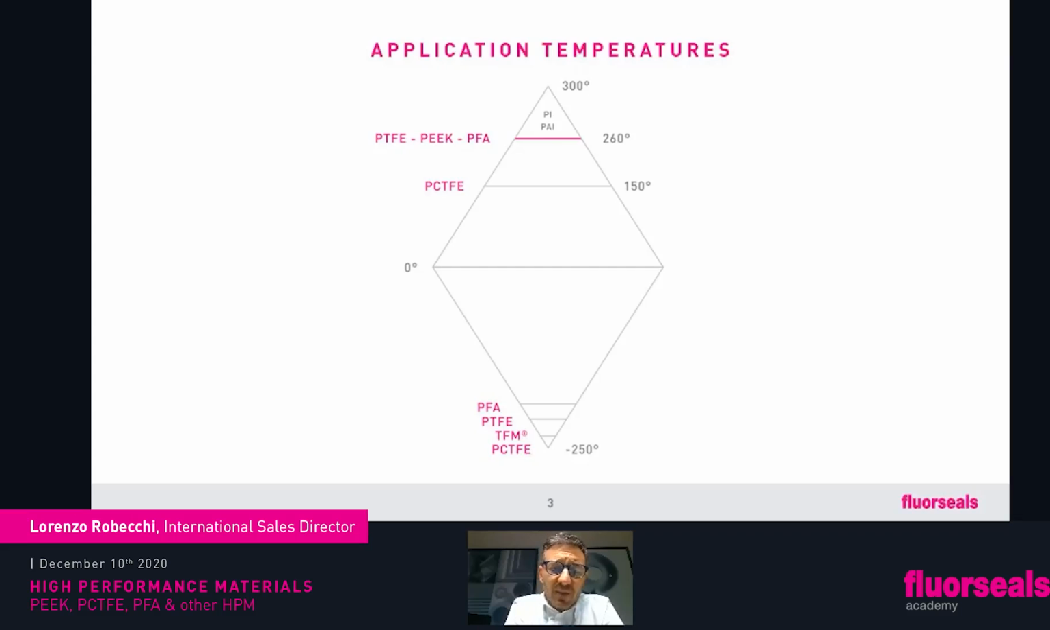As you see, we have put down all the fluoropolymers to minus 250. In fact, you may be able to use any of those. It's not that at minus 200, 250, you cannot use a standard PTFE. But all these fluoropolymers do behave in a different way, and we're going to see that. So the best material, to the best of our knowledge, for this cryogenic temperature is PCTFE.